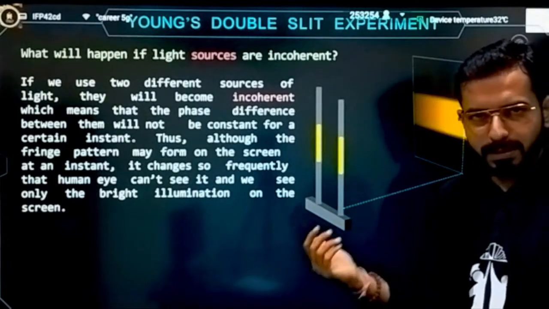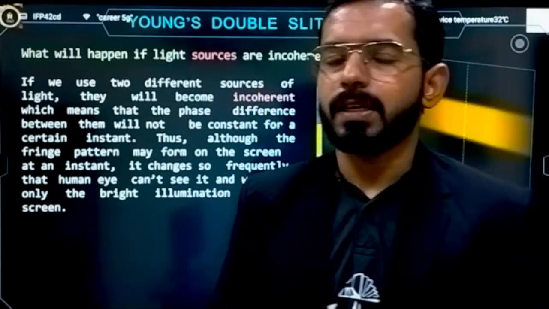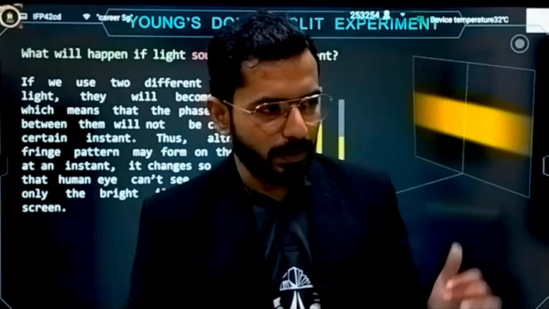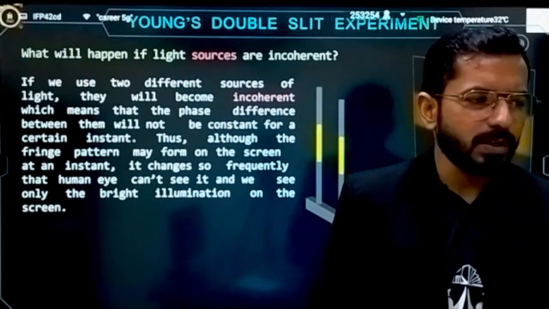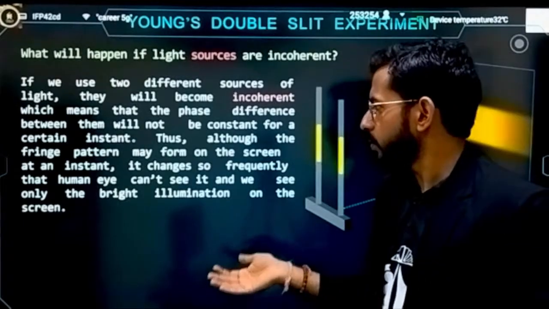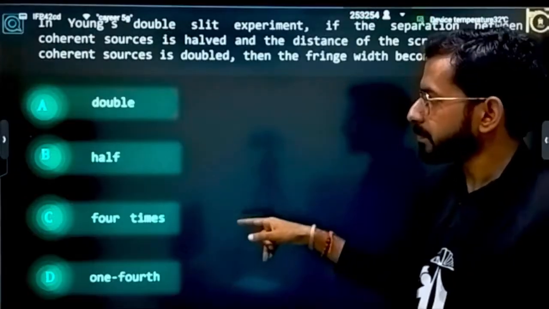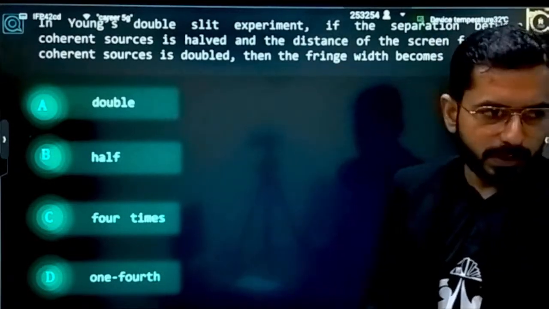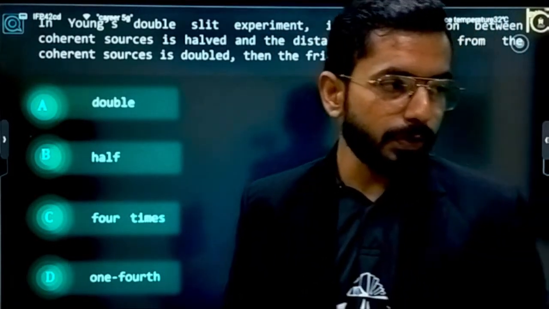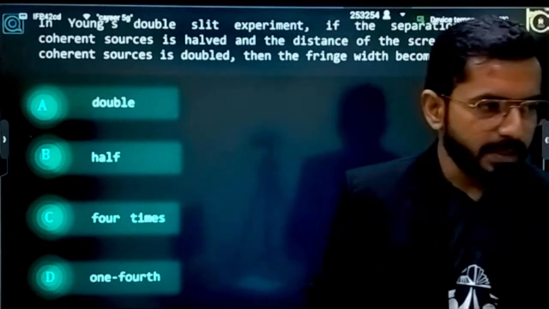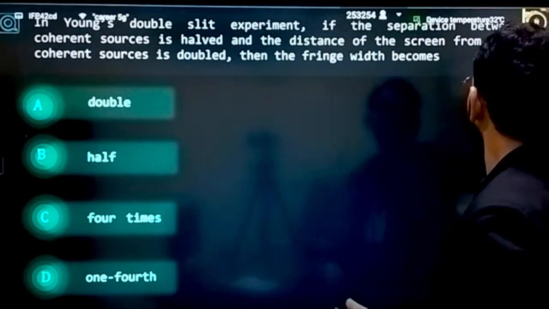In this kind of case, we directly define the resultant intensity as equal to I1 plus I2 for incoherent sources. Many of the questions will come from coherent sources also. I've told you what will happen if it is the case of incoherent. That's it. See, there is a basic question. Anyways, a lot of good questions are made on this, and we will be discussing all those good questions in the question series. As of now, just for formula understanding, take this question.